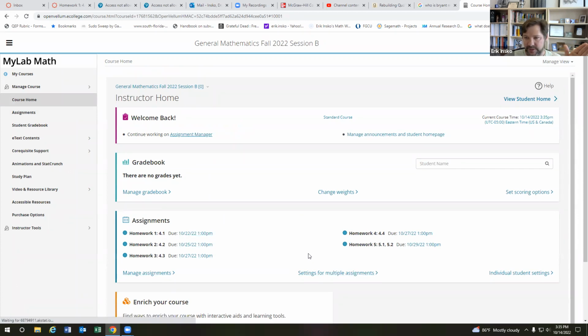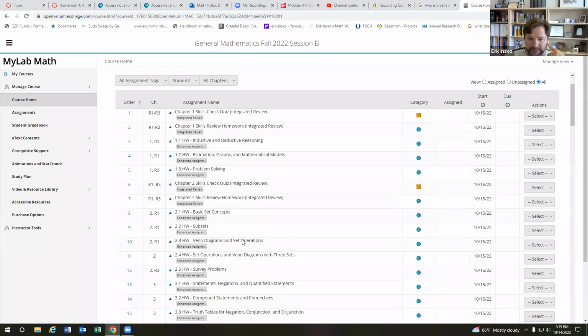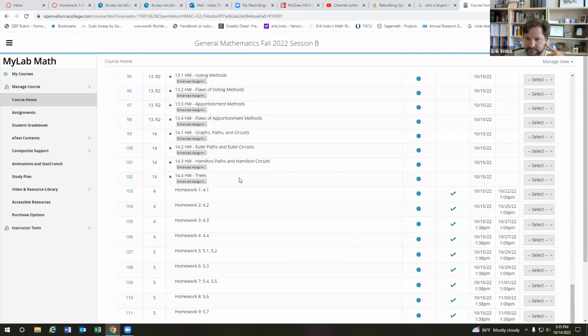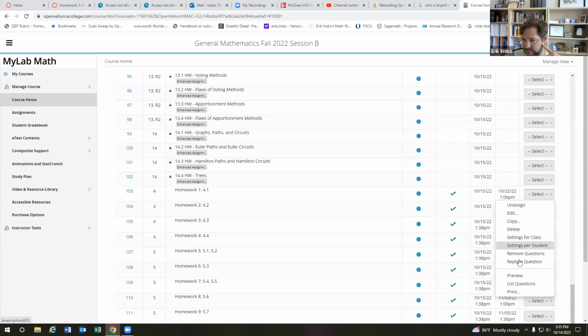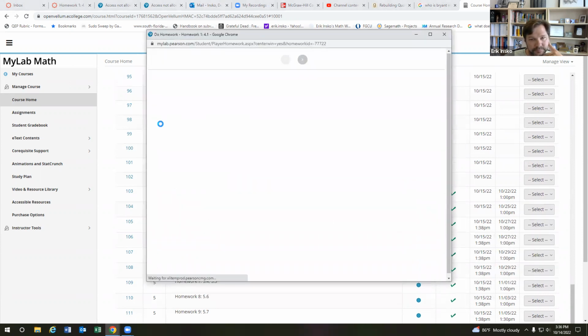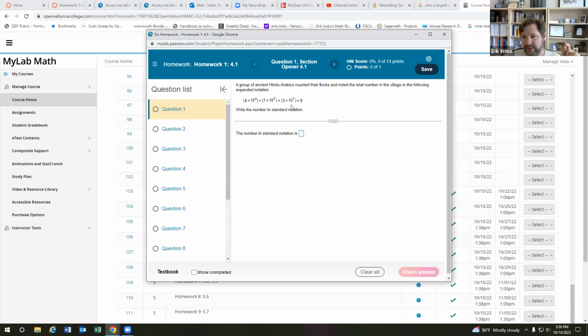Let me go back to my assignment. I wanted to show you what the preview looked like. My recommendation when doing these homework assignments is to work the problems out on paper and also enter your answer on the computer. Something about writing the problem down on paper helps a lot. It says a group of ancient Hindu Arabics counted their flocks and noted that the total number in the village in the following expanded notation. What this means is it's 4 times 10 to the 4th, right? Like I said, let me write this out on paper. So 10 to the 4th is what? Maybe I should start here. We start with a 9.